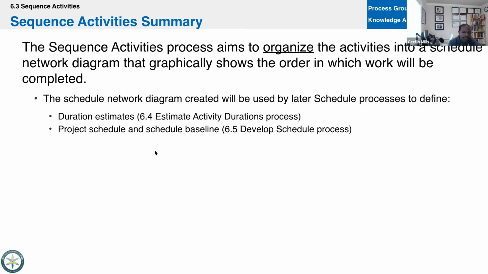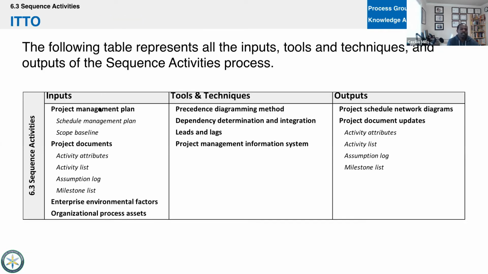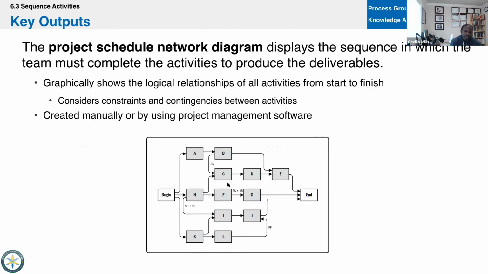That's all we're doing. All right, so we'll see the inputs. We'll take plans, see some documents. We'll talk about these later on. We'll do precedence diagramming method. We'll look at leads and lags. We'll look at the dependencies. These are things you'll need to memorize. And then the outputs, we're going to get a schedule network diagram. That's the goal of this, right? Is to get that picture, that diagram of exactly what all of the activities look like. And it will look something like this.